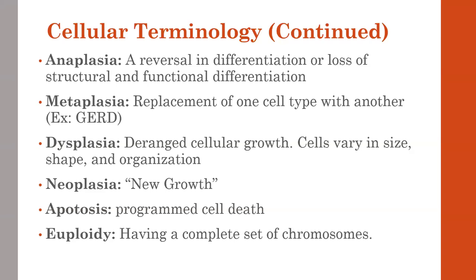This is like the time clock: when every cell is born, it has a certain amount of time that it generally lives, and then it is destroyed. That programmed cellular death is called apoptosis. Euploidy means EU means good. Ploidy refers to chromosomes. If you have euploidy, then that's a complete set of chromosomes that are good.